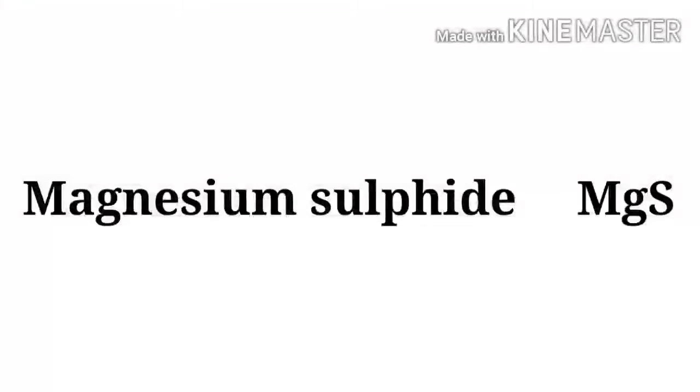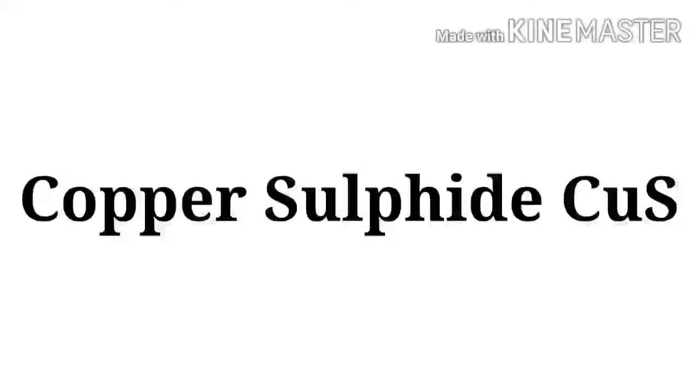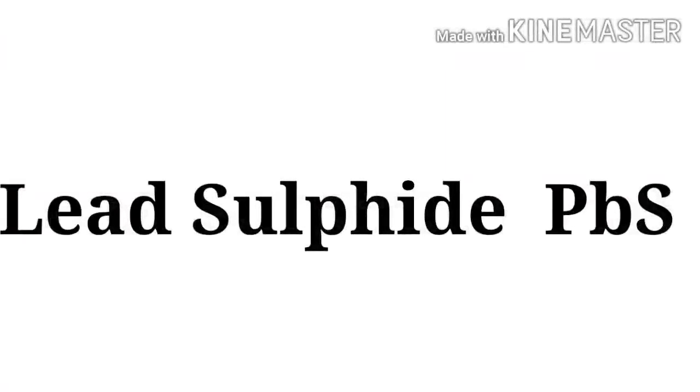When metallic elements react or get combined with sulfur, there is a formation of metallic sulfide. The metallic sulfide examples are magnesium sulfide, that is MgS, calcium sulfide, CaS, iron sulfide, FeS, copper sulfide, CuS, zinc sulfide, ZnS, and lead sulfide, PbS.